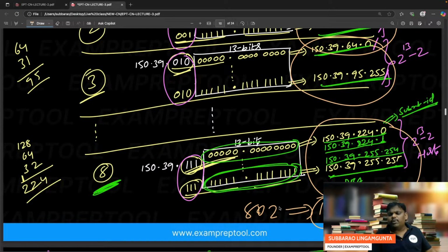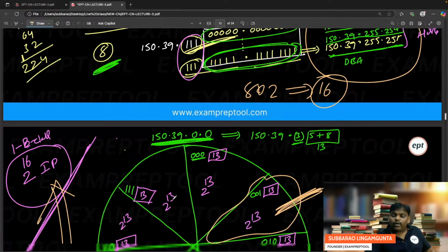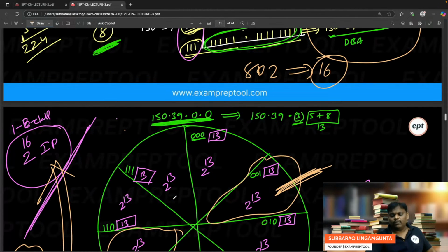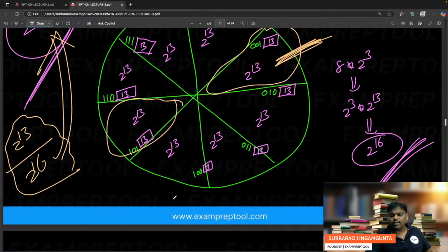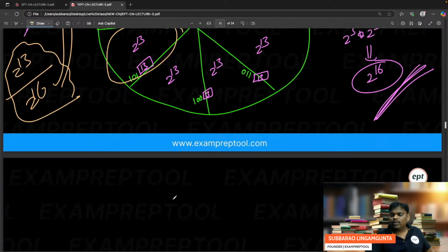Right? A little bit of waste is okay. But you only said you want 2 power 13. How can you give 2 power 16? If you don't divide, so many IPs will be wasted. If you divide, there is a little bit of wastage because every subnet has one subnet ID and one DBA. Right? I hope everyone got it.